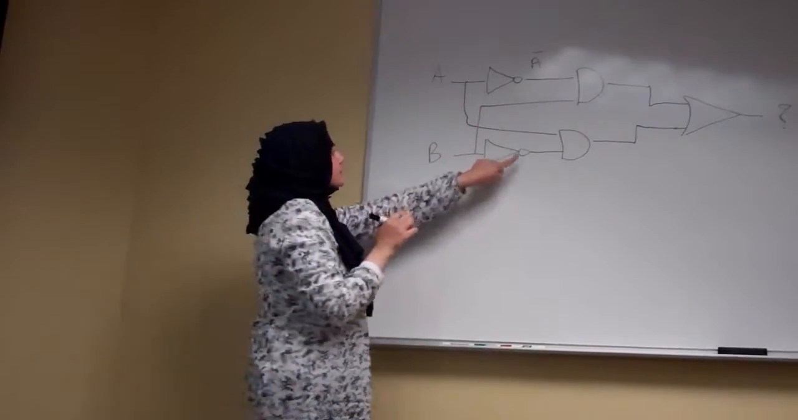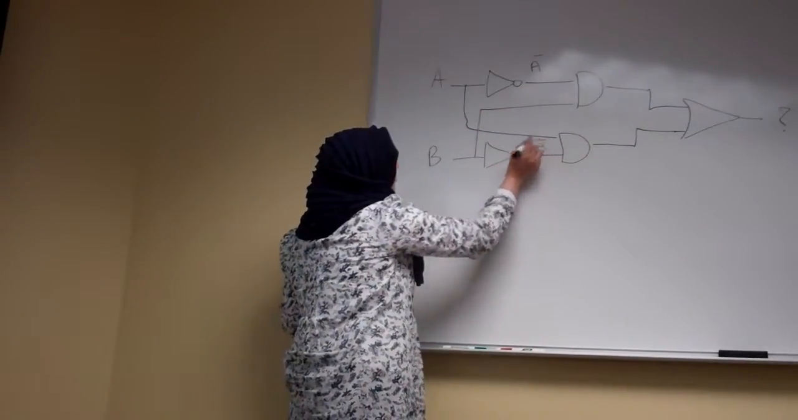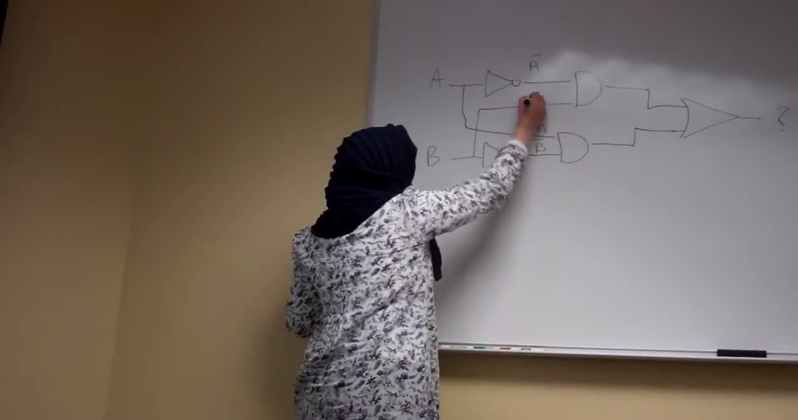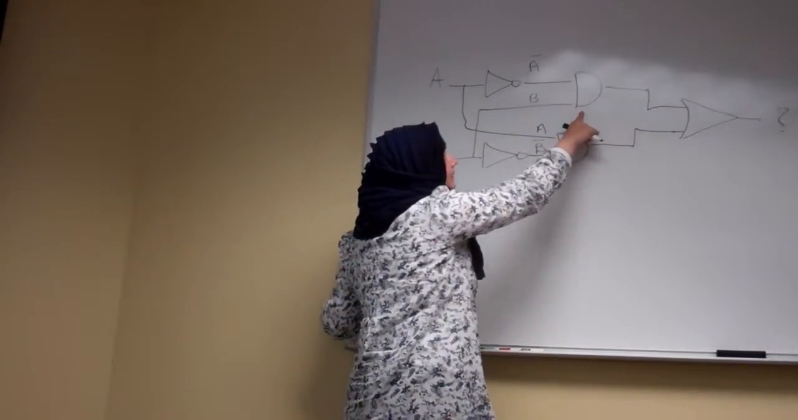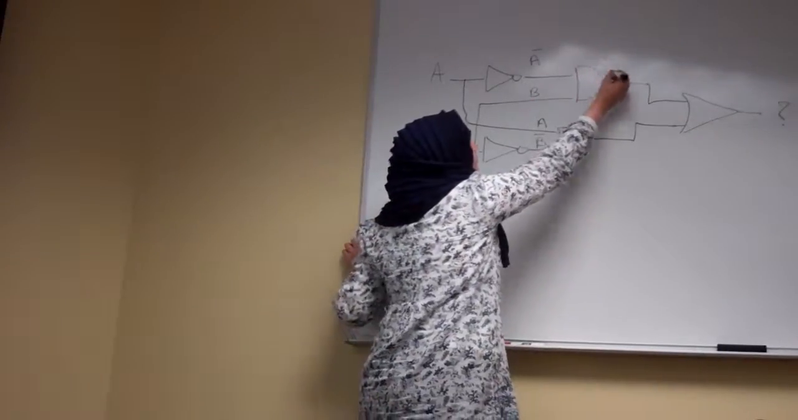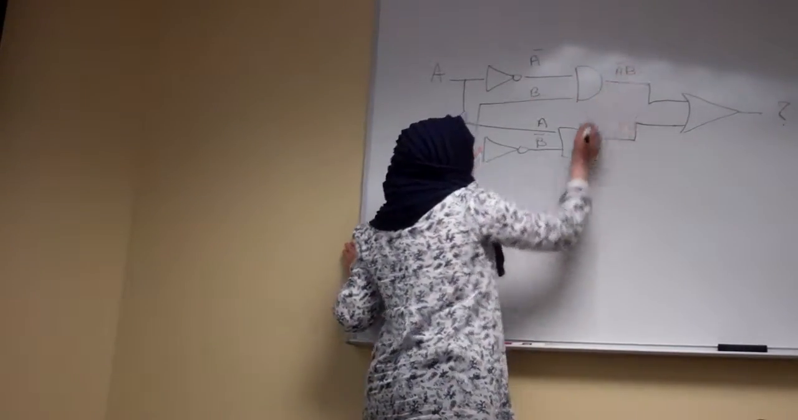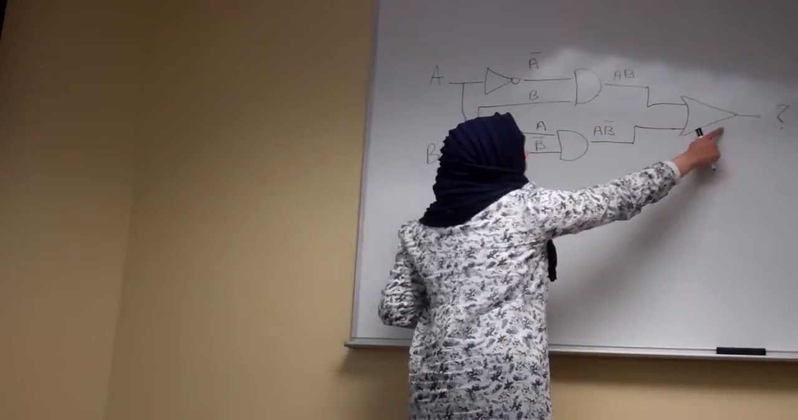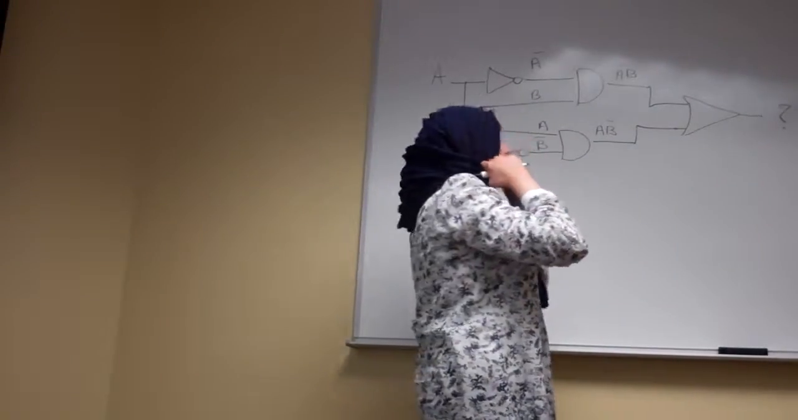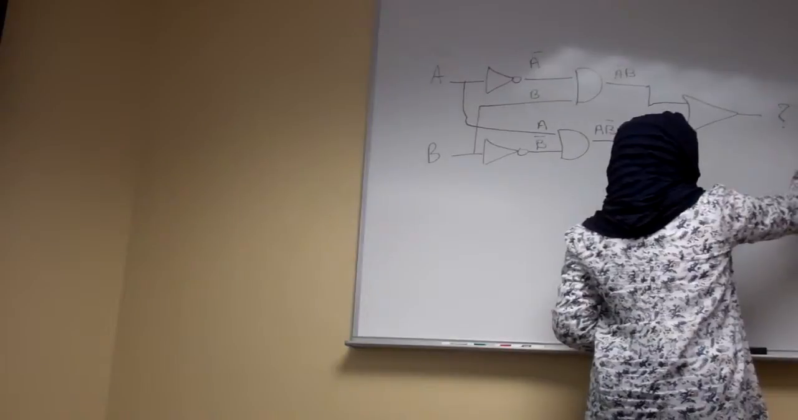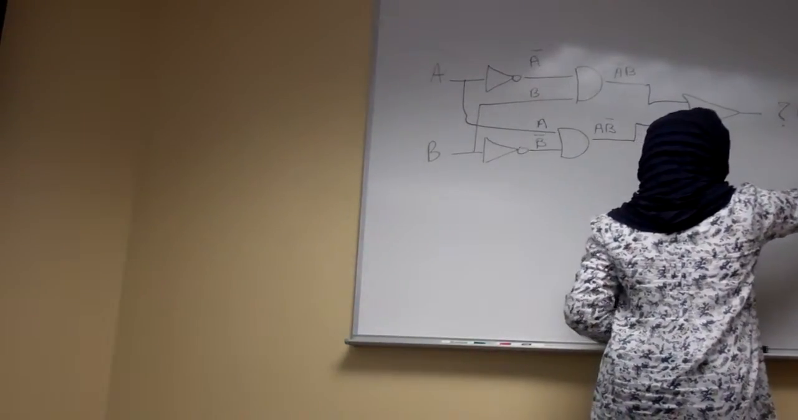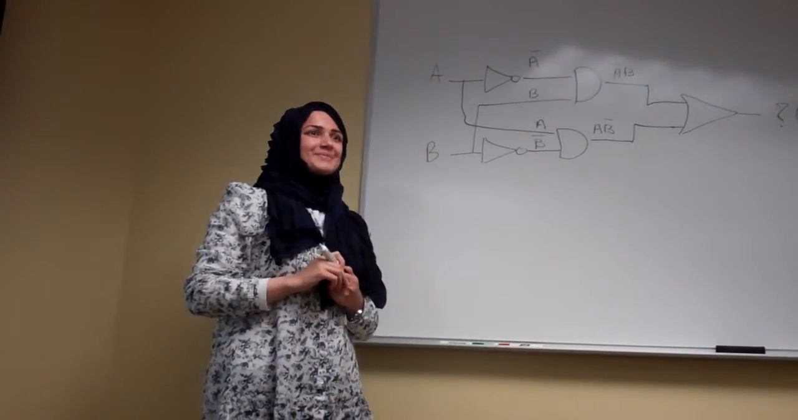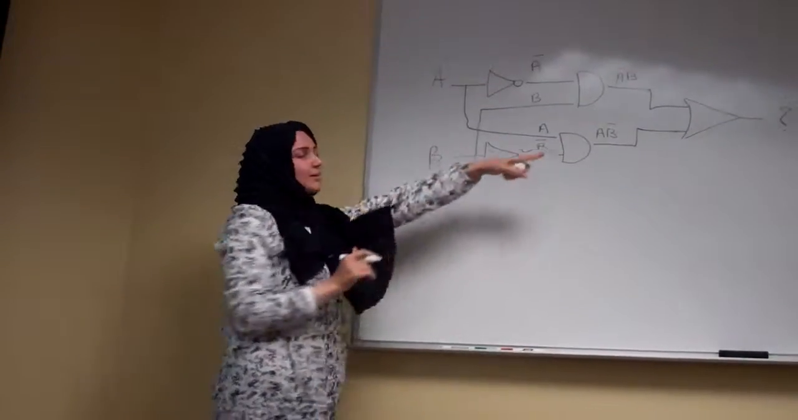And this is B. After it comes here, it will be B dash. And here A also comes here, and here B comes here. Okay? And this is what? AND gate. What is the result of this? A dash B. And this one? A B dash. After these two inputs come here, what is the result? A dash B plus A B dash. Easy? Yeah, this is the operation.